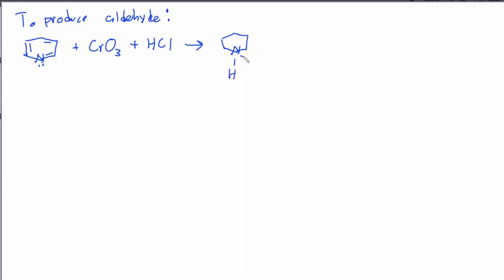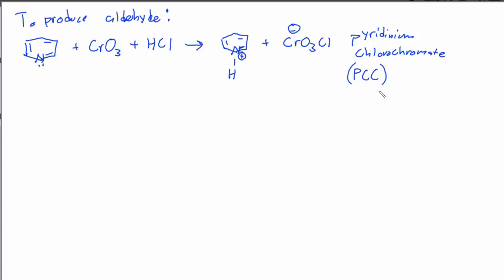The nitrogenous base collects the hydrogen, creates pyridinium, and that is a cation, and we produce CrO3Cl anion. The chlorine reacts with the CrO3. This is called, if I can spell it right, pyridinium chlorochromate. And because organic chemists don't like spelling all that out, as you can see, we abbreviated PCC. So you should know the abbreviation PCC stands for these reagents.